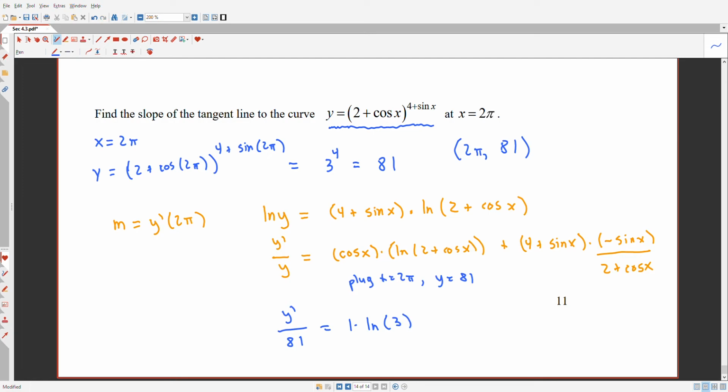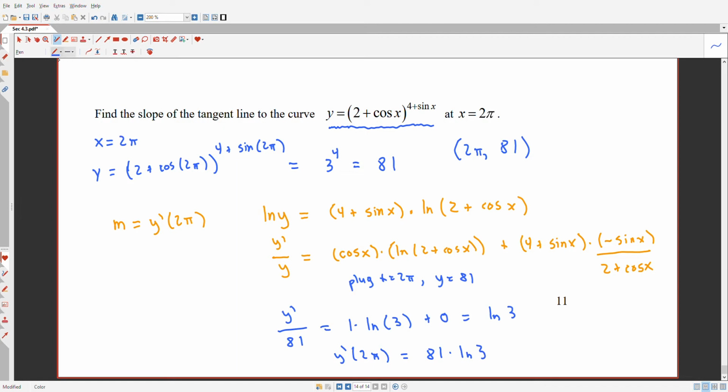Then over on this side, I'm just going to get plus 4 plus sine of 2 pi, so that's 4 plus 0, times the numerator is negative sine of 2 pi, which is just 0. And so that whole second term just becomes 0. So I get the natural log of 3. So y prime at 2 pi turns out to be 81 times the natural log of 3.